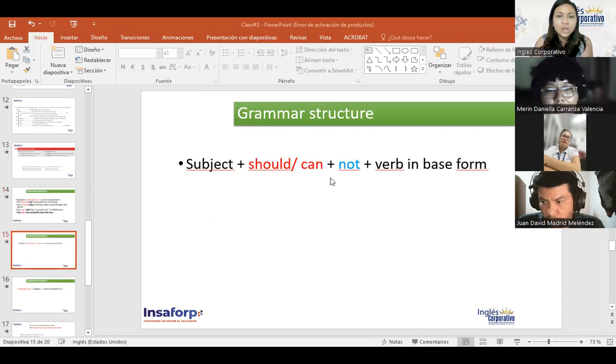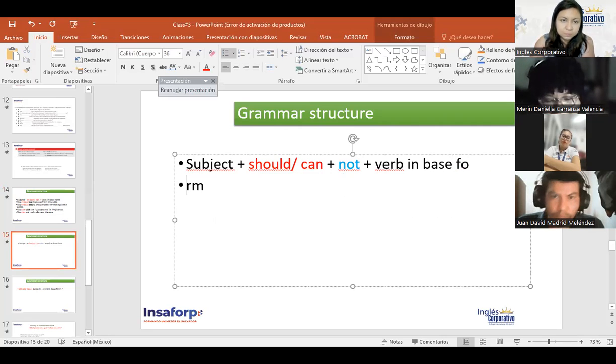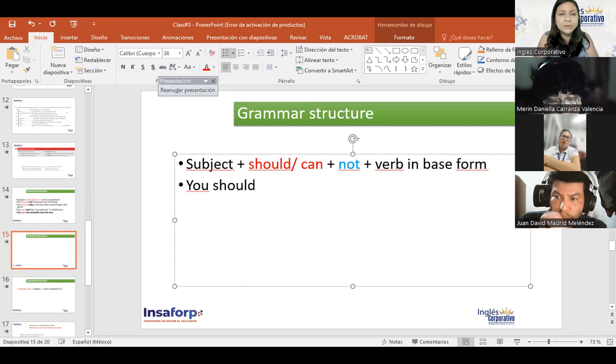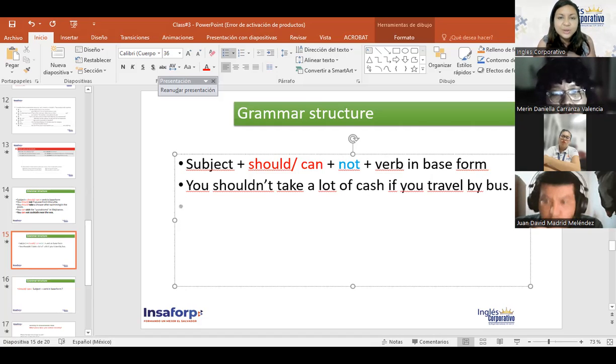We just add not. For example, things that you should, if you visit El Salvador. I would use the contracted form because it's most common. You can say you should not or you shouldn't, right? You shouldn't take a lot of cash with you if you travel by bus, right?